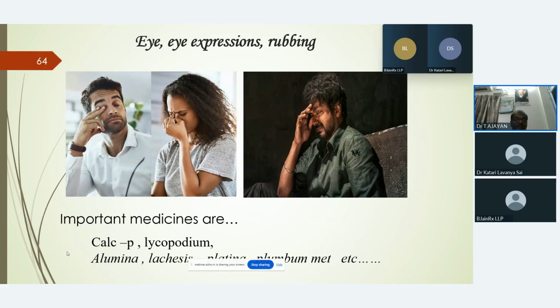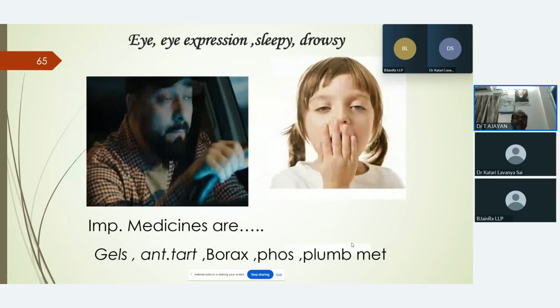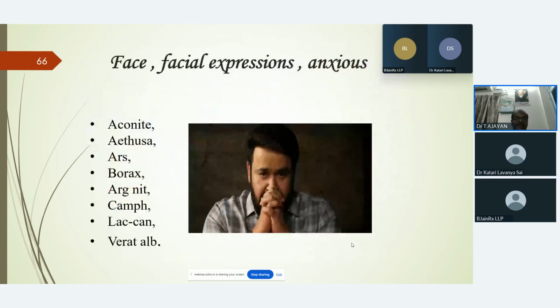A few drugs: Calcarea fluorica, Lycopodium, Alumina, Platina, Lachesis, Plumbum metallicum, etc. Always the eye expression rubbing. This characteristic feature is there, just to remember a few medicines of this type. Then listen, eye expression sleepy, drowsy. Medicines are Antimonium tartaricum, Gelsemium. Gelsemium, everybody knows the 3 D's and T: dizziness, drowsiness, dullness, and trembling. Also Borax, Phosphorus, Plumbum metallicum.